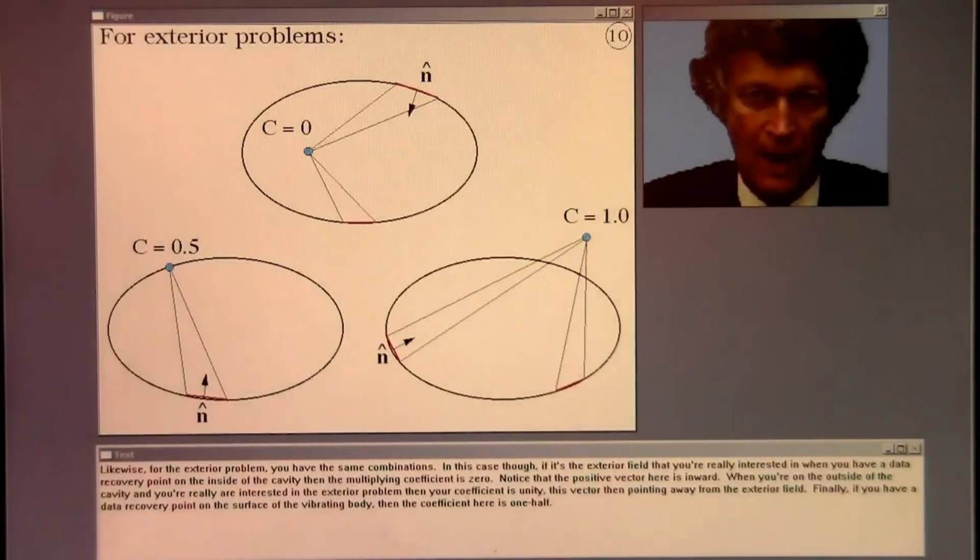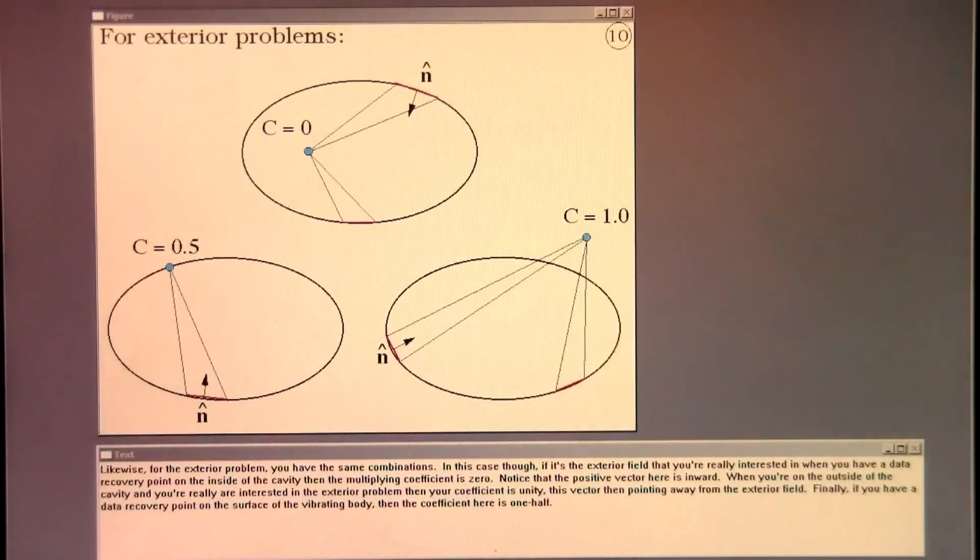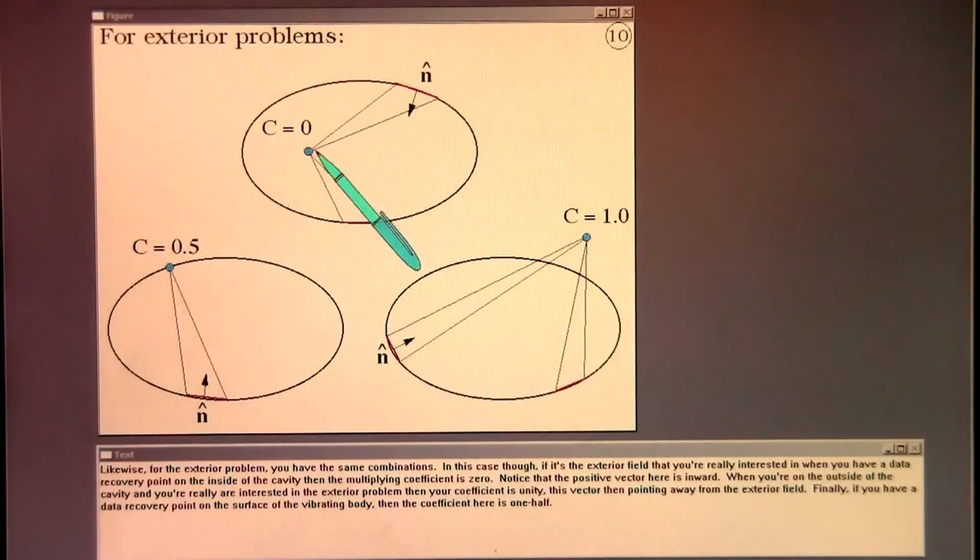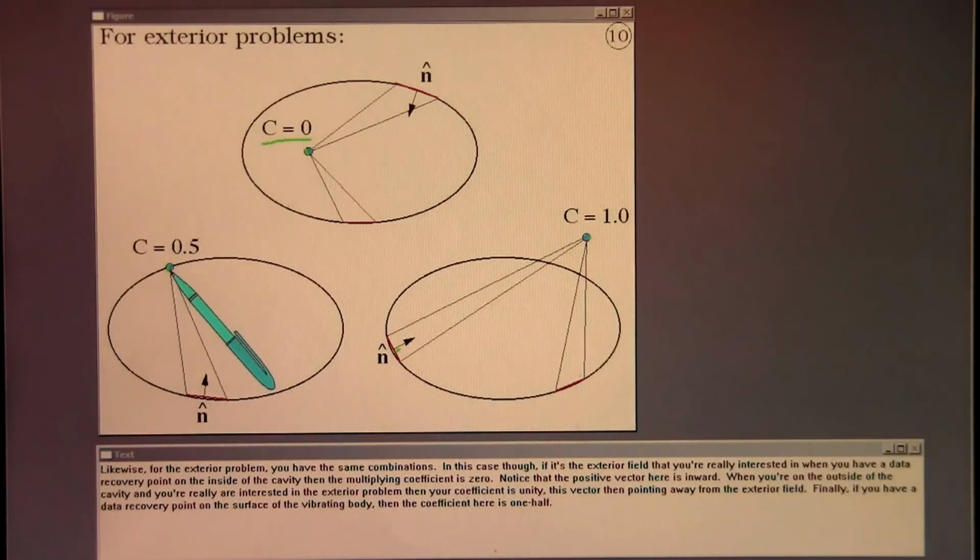Likewise, for the exterior problem, you have the same combinations. In this case, though, if it's the exterior field that you're really interested in, when you have a data recovery point on the inside of the cavity, then the multiplying coefficient is 0. Notice that the positive direction here is inward. When you're on the outside of the cavity and you really are interested in the exterior problem, then your coefficient is unity, with the vector pointing away from the exterior field. Finally, if you have a data recovery point on the surface of the vibrating body, then the coefficient here is 1/2.